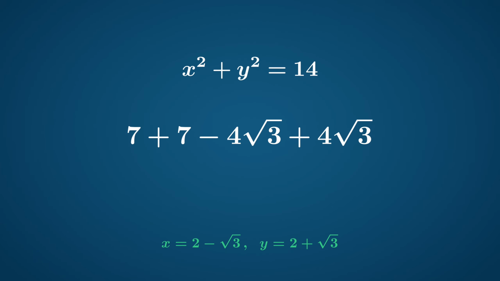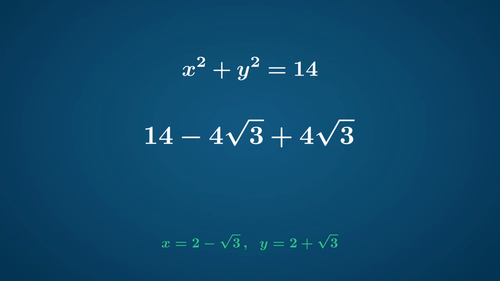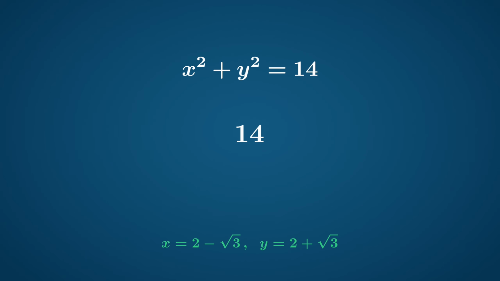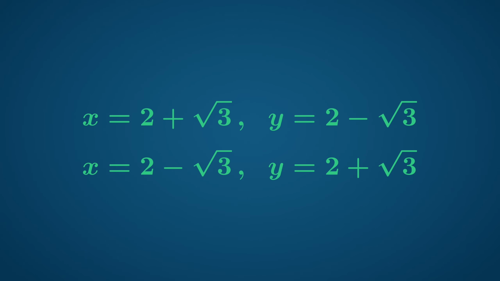We take 7 minus 4 times the square root of 3, and add 7 plus 4 times the square root of 3. We combine the integers. 7 plus 7 is 14. We combine the radical terms. The negative 4 times the square root of 3 cancels exactly with the positive 4 times the square root of 3 to make 0. The final sum is exactly 14. This matches the right side of the second equation perfectly. Both pairs of calculated solutions independently satisfy both equations in the system.